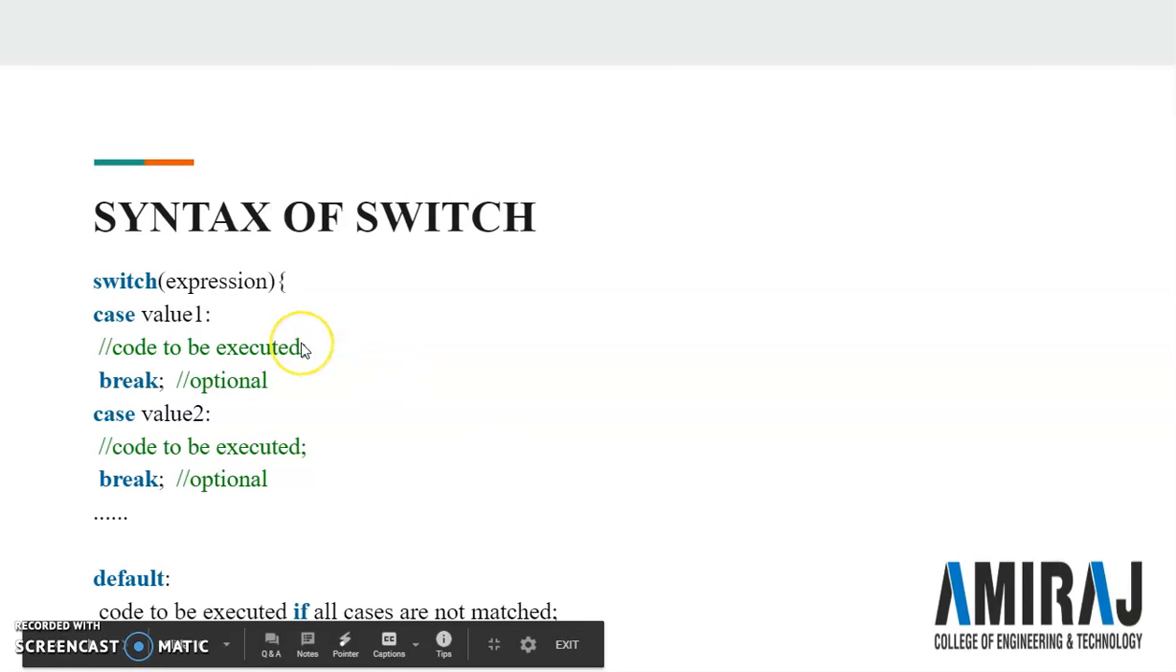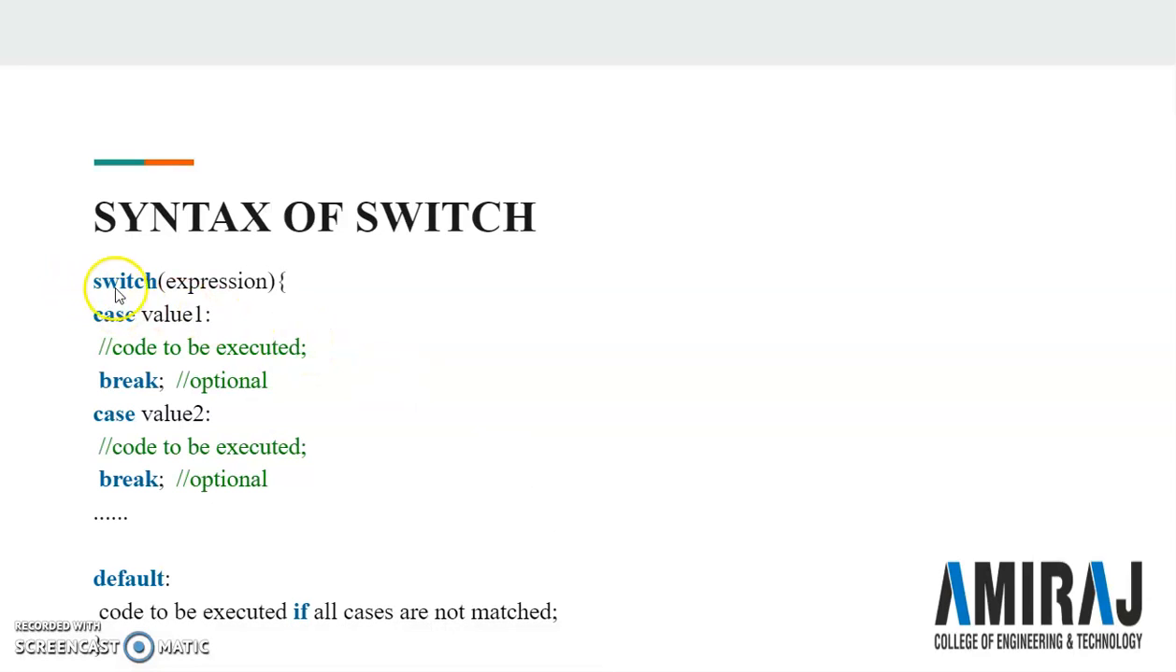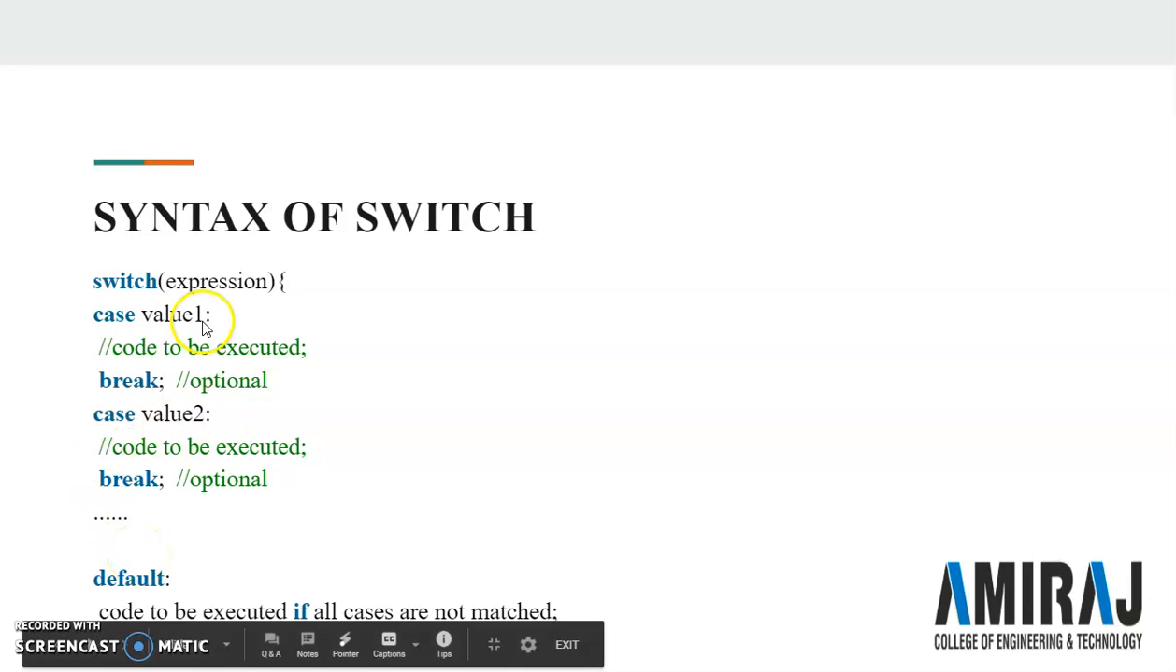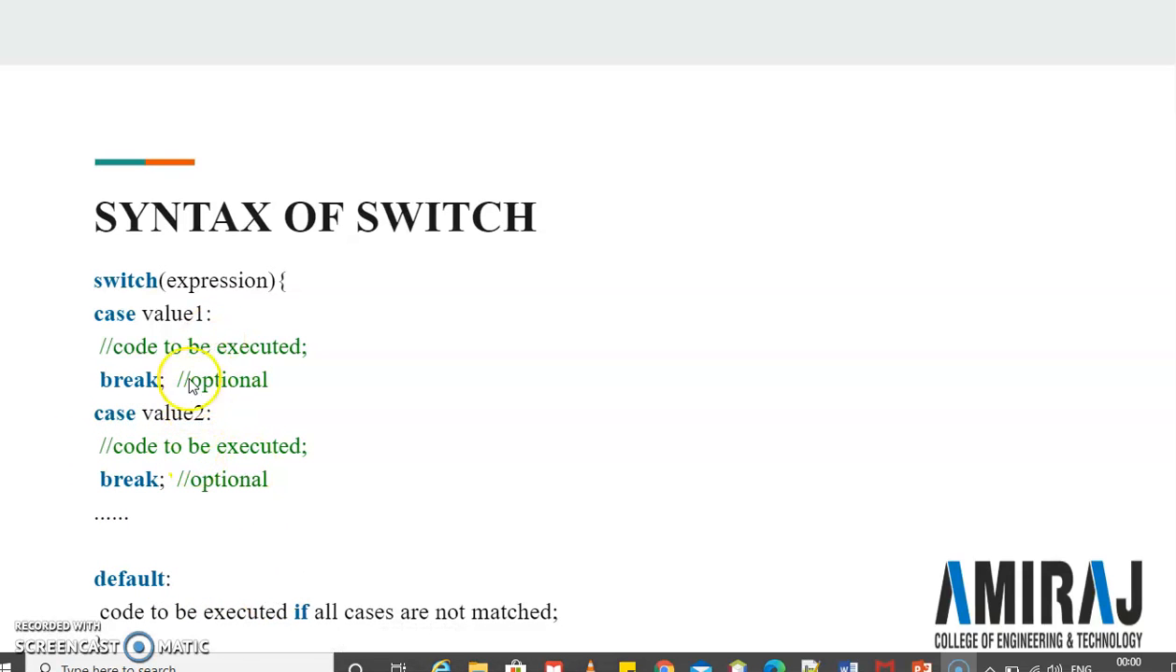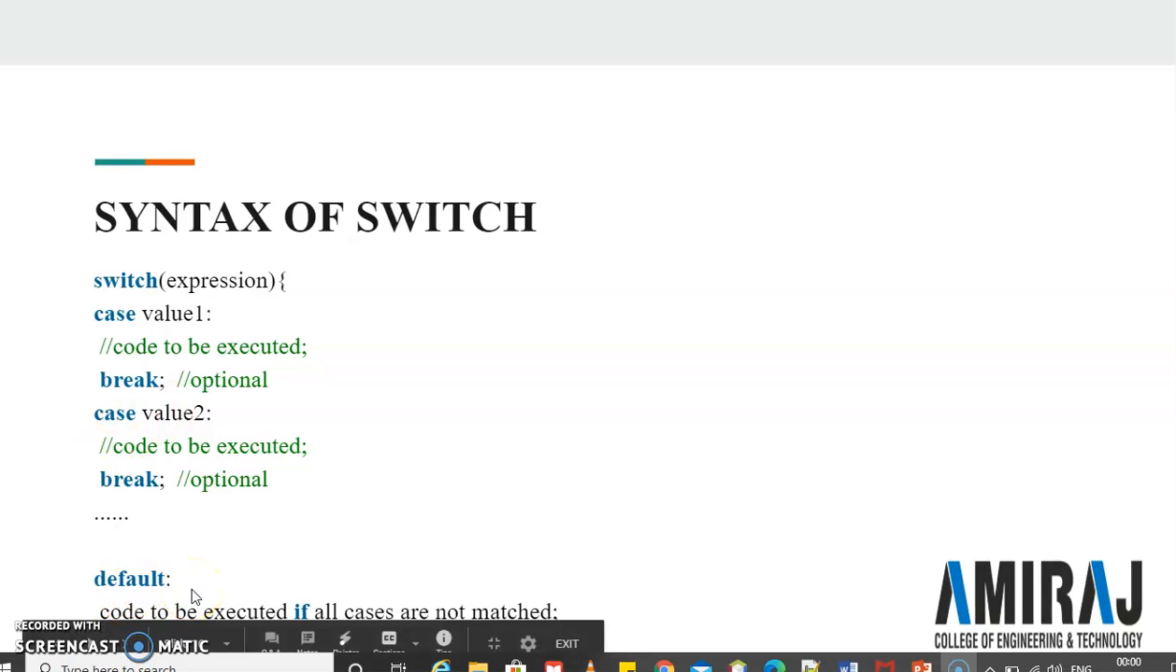So this is the syntax of switch. You write the switch expression, which is an expression or condition. Between the switch curly brackets, case 1, case 2, and the default case. Break in each and every case, which is optional. And the default case: if all of the above cases do not match the condition, then the default code will be executed by default.